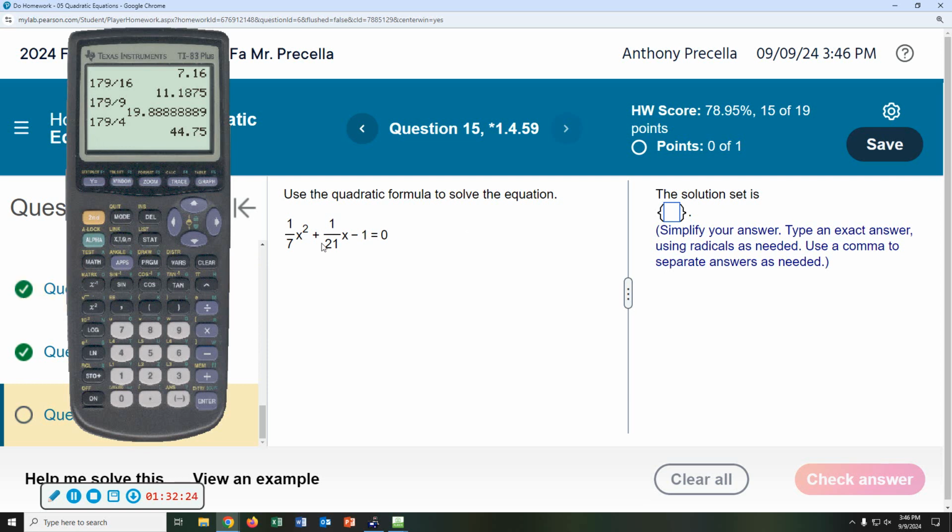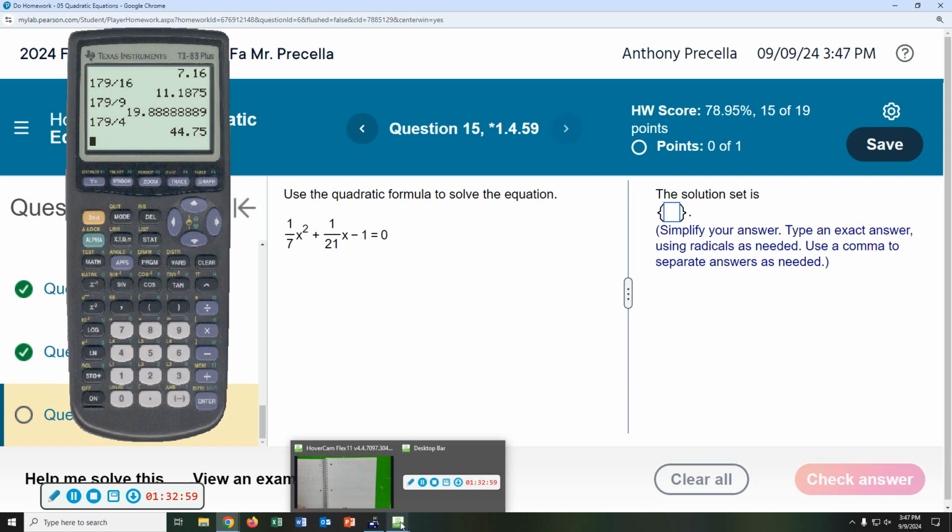In case you're wondering, why am I talking about reviewing fractions? Well, what looks hard about this problem? It's already in standard form. If you're going to use the quadratic formula, we have equals 0 on one side. C is -1. What's A? 1/7. And B, wouldn't it be easier to not have those fractions there? That's what we're going to do. We're going to rewrite number 15 so we don't have any fractions.